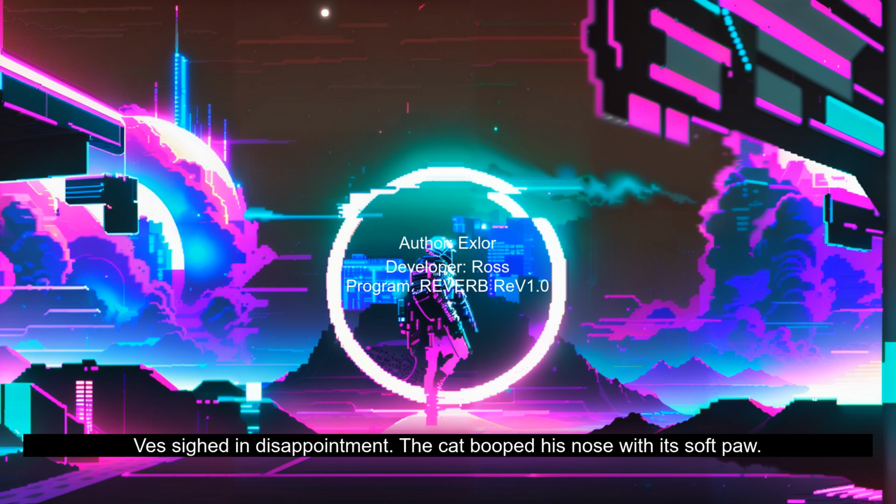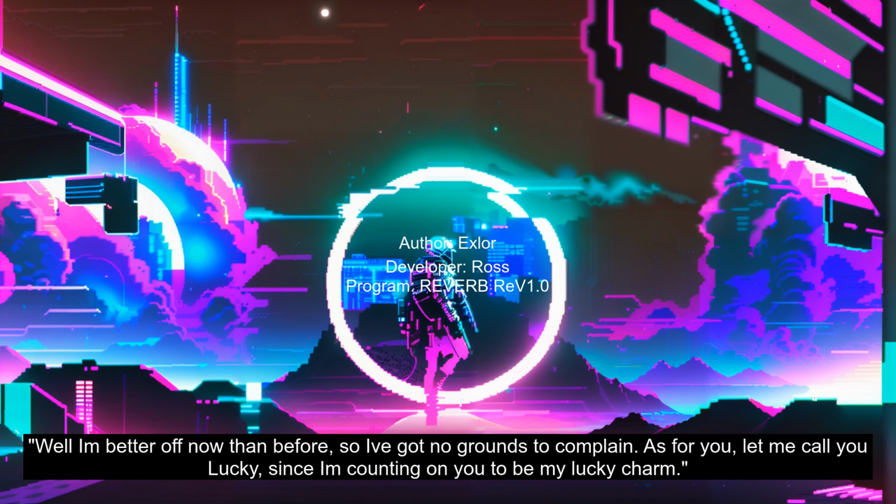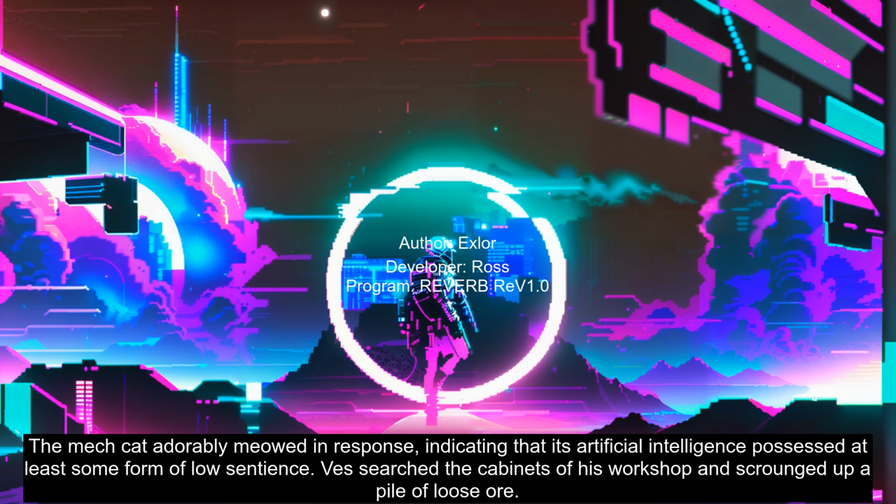Vess sighed in disappointment. The cat booped his nose with its soft paw. "Well, I'm better off now than before, so I've got no grounds to complain. As for you, let me call you Lucky, since I'm counting on you to be my lucky charm." The mech cat adorably meowed in response, indicating that its artificial intelligence possessed at least some form of low sentience.